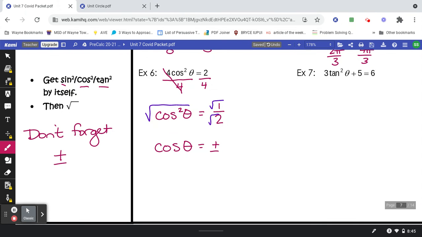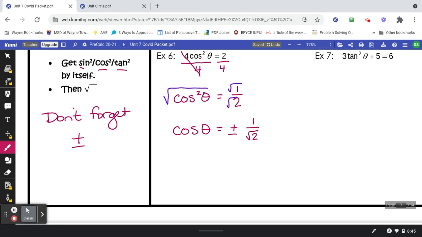You can take the square root of 1 to get 1. The square root of 2, that would give you a decimal if you did it on your calculator, so we want to leave it the square root of 2. The problem is on your unit circle, there is no answers where you have 1 over square root of 2. Remember, square roots are not allowed in the denominator.